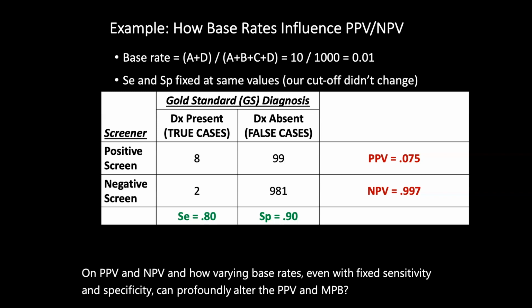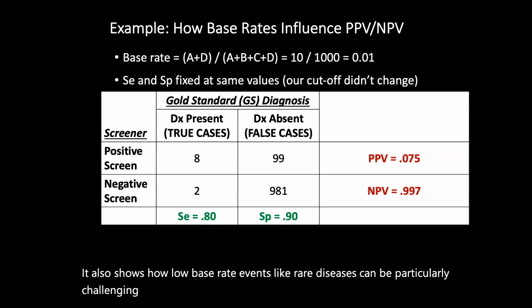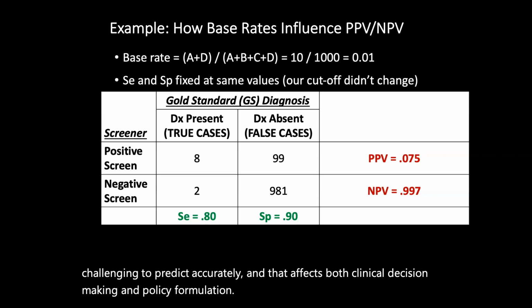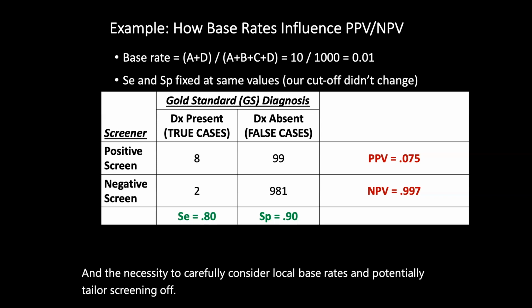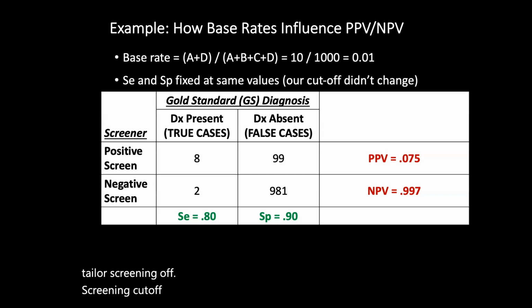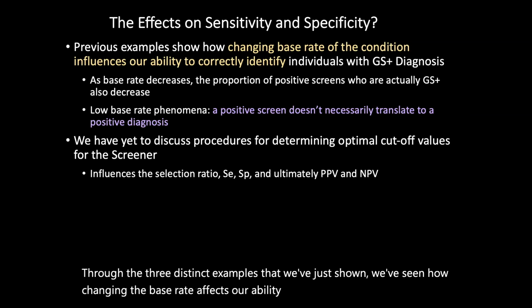It also shows how low base rate events like rare diseases can be particularly challenging to predict accurately, and that affects both clinical decision-making and policy formulation. And the necessity to carefully consider local base rates and potentially tailor screening cutoff values and procedures accordingly to optimize predictive values. Through the three distinct examples that we just showed, we've seen how changing the base rate affects our ability to identify individuals with the gold standard positive diagnosis.